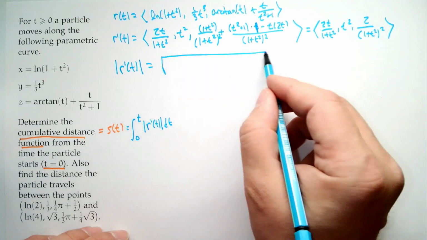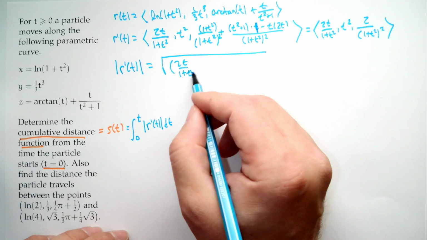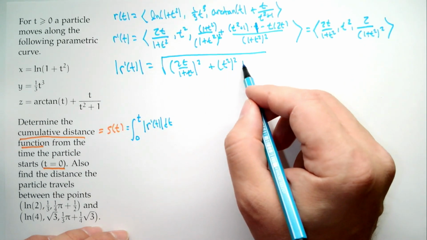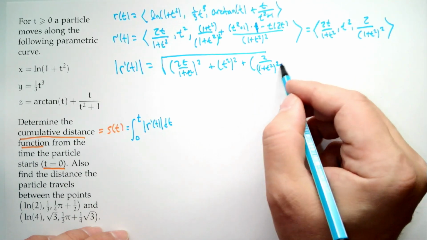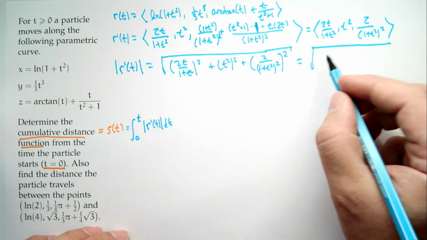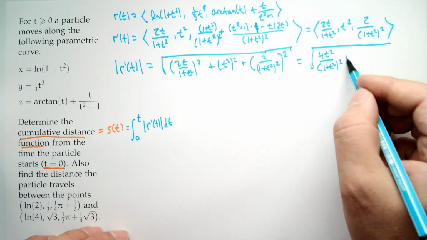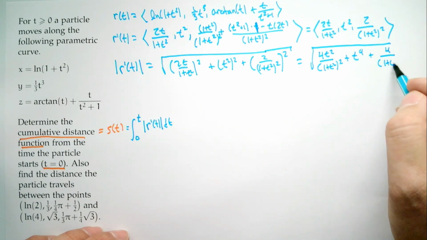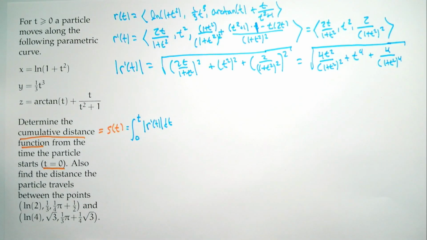That's the square root of, well, square the first term, 2t over 1 plus t squared, squared, plus square the second term, t squared, squared, plus square the last term, 2 over 1 plus t squared, squared, squared. All right, so we get the following: 4t squared over 1 plus t squared, squared, plus t to the fourth plus 4 over 1 plus t squared to the fourth. Now, what do we do next?